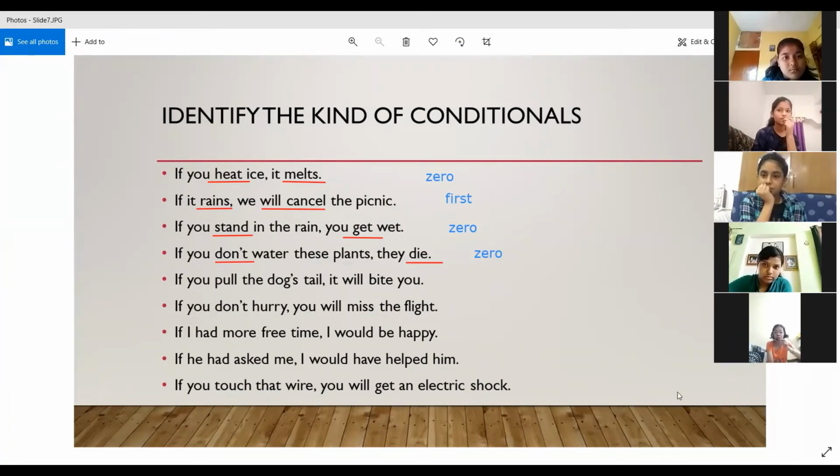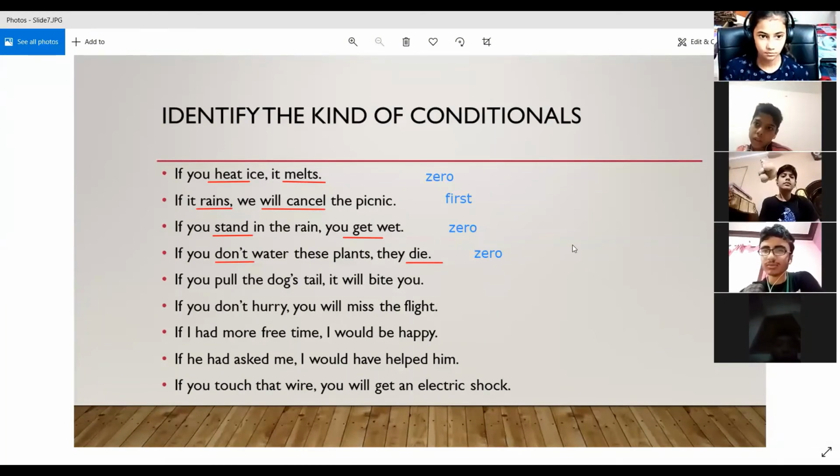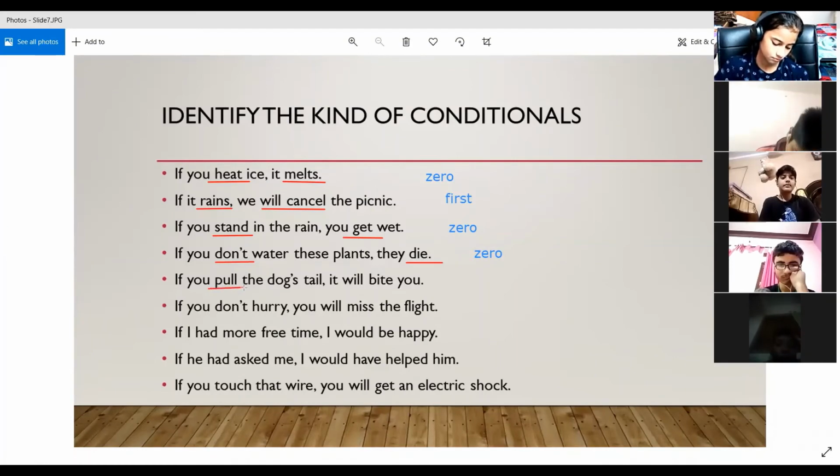Good morning, teacher. According to me, it is the first. Yes, sir. Because in the first clause it is the simple present tense. Pull is the simple present tense, and then will bite is the simple future.